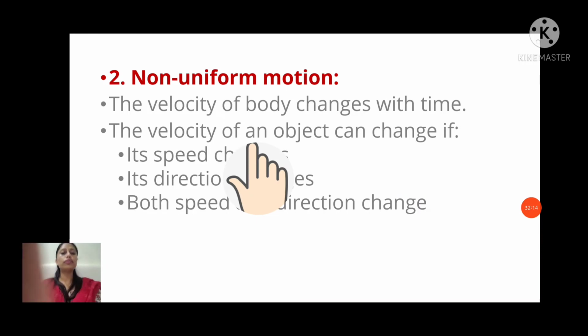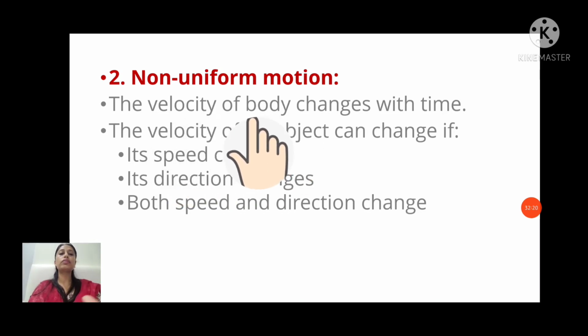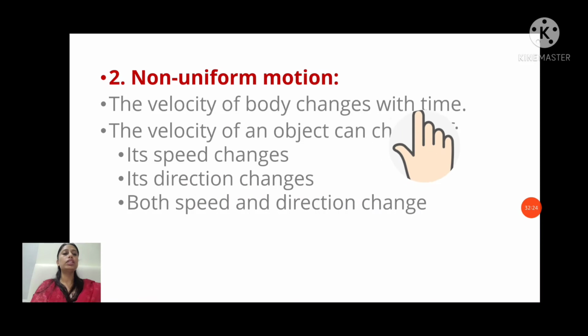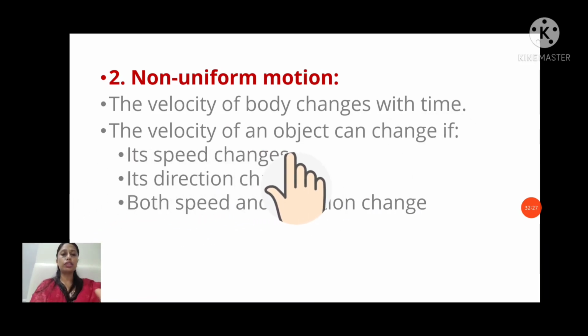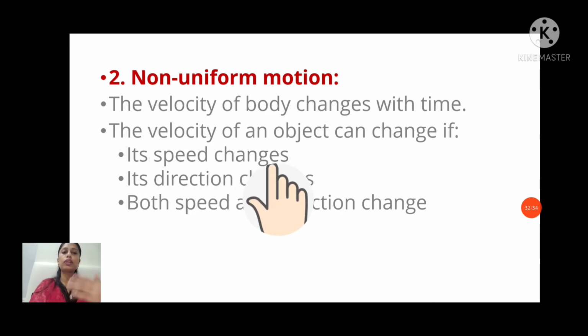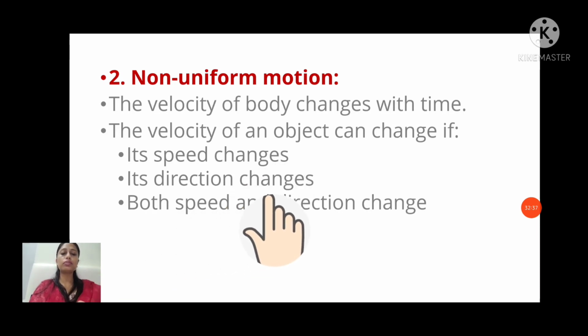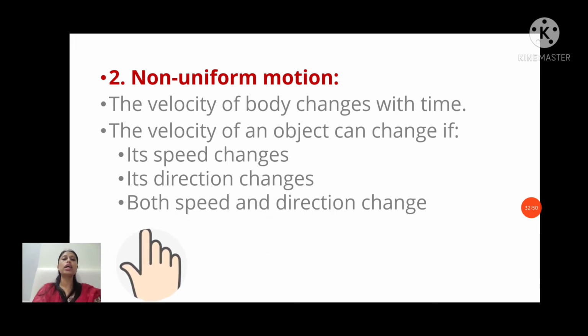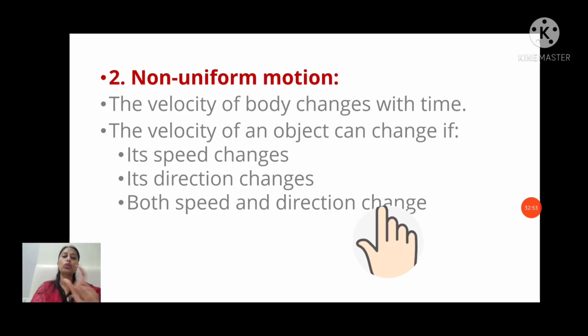What does non-uniform mean? Because of unequal distances in equal intervals of time, the velocity will also change. Velocity will not be the same, speed will not be the same, so the velocity of a body changes with time. Second point, the velocity of an object can change if its speed changes. As we know, if an object's speed is changing again and again, its velocity will also change. If its direction changes, suppose at first you have some direction and in the next hour you have changed the direction, then you are in non-uniform motion. If both speed and direction are changing, then also it is non-uniform motion, and the velocity of the object is changing.